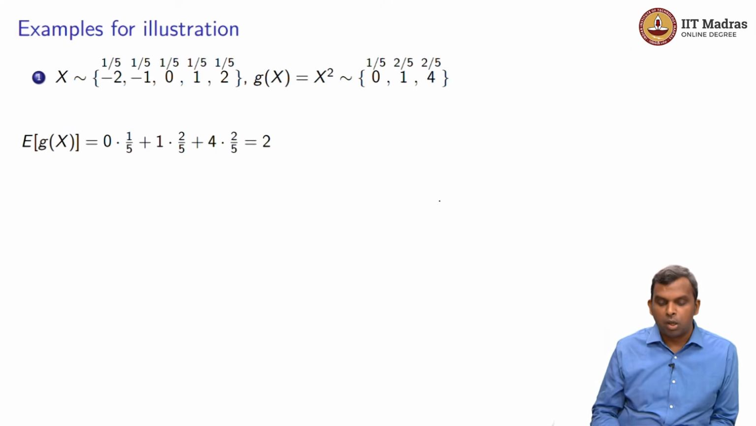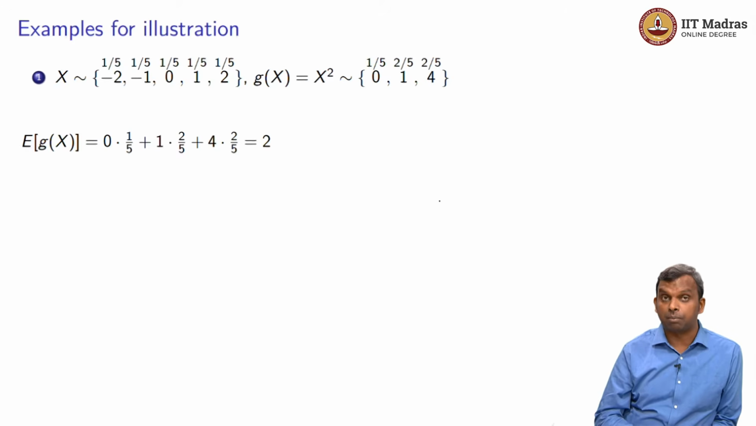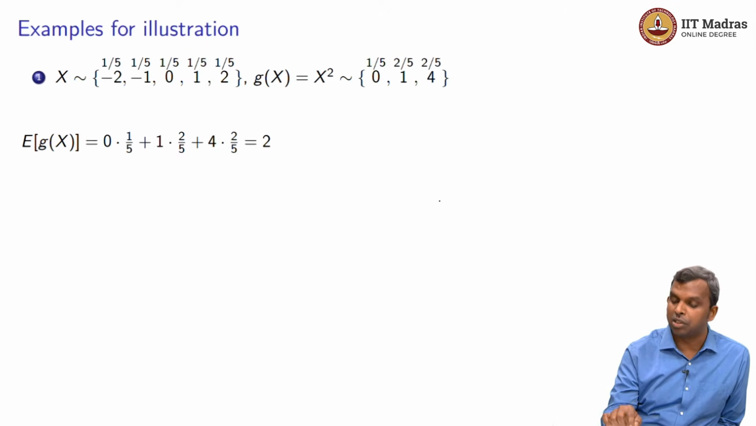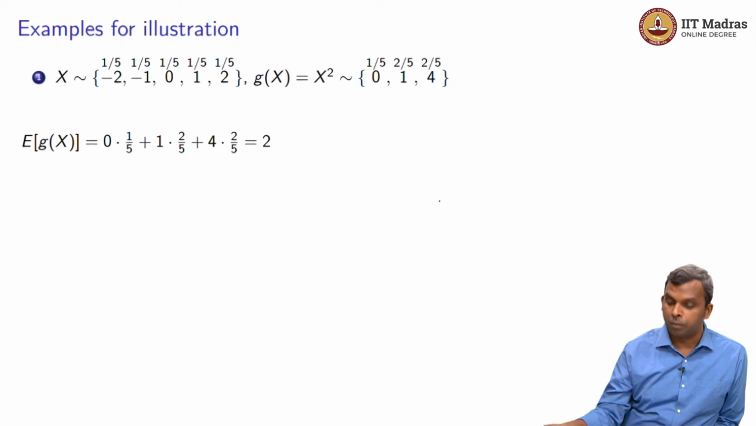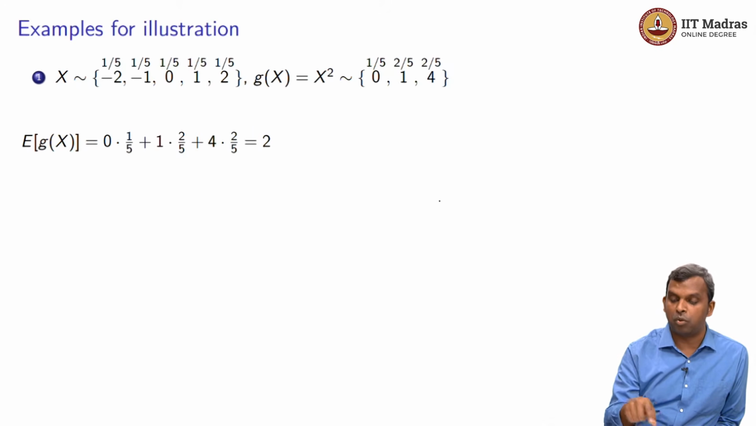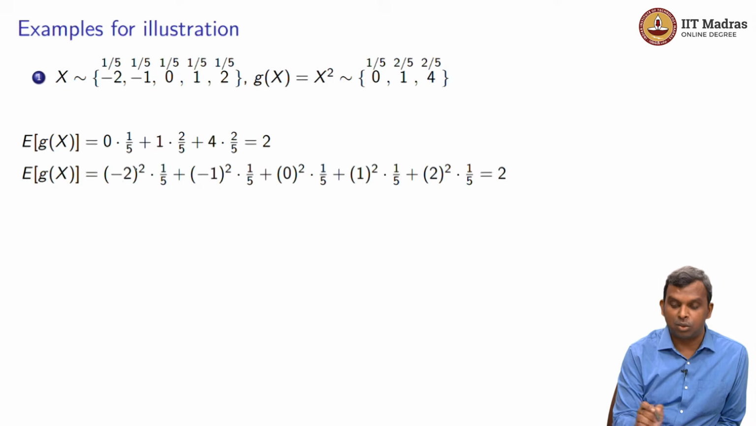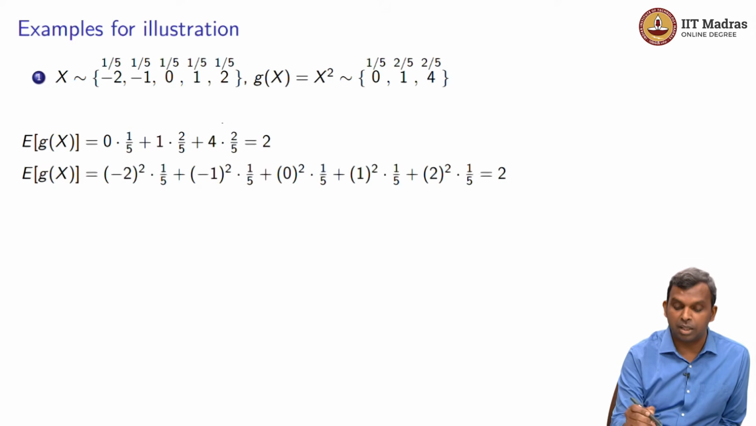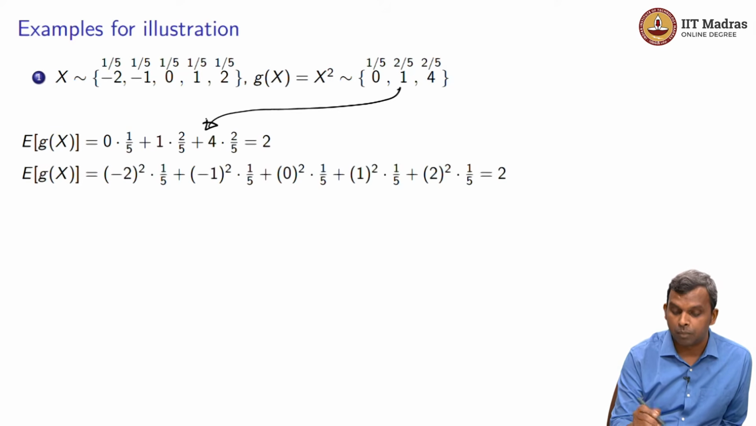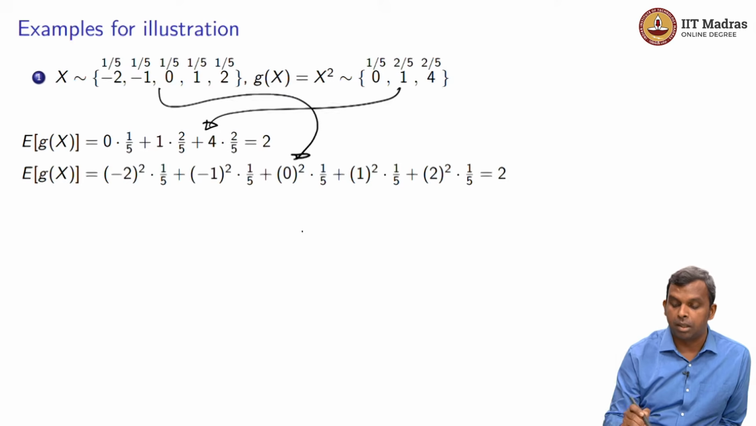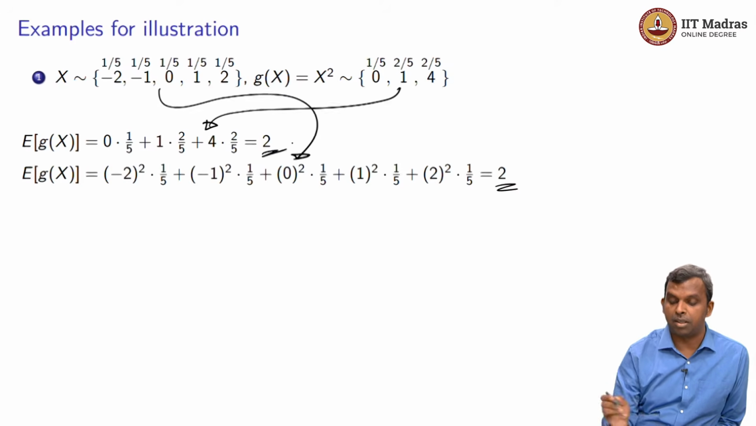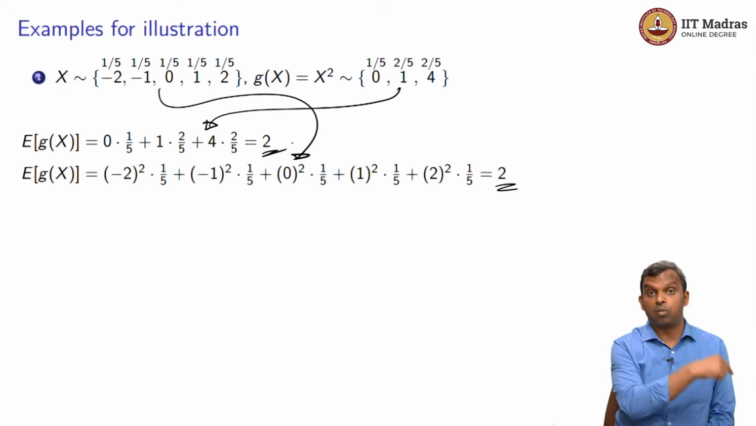Okay. Now, if you want to find the expected value of g of x, you can do it in two ways. One way is to find the PMF of g of x, which is what I found, and multiply like this: 0 into 1 by 5 plus 1 into 2 by 5 plus 4 into 2 by 5, you will get 2. You can also do it the other way, right? You simply use g of x, and then use the PMF of x. So this thing came from here, this came from here, and both of them lead to the same answer. So this is what that theorem was telling you.